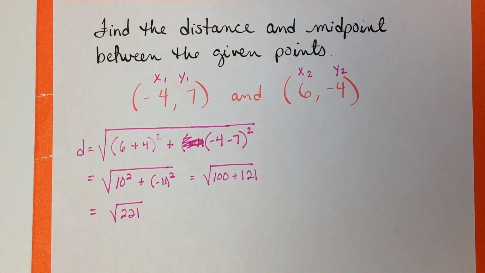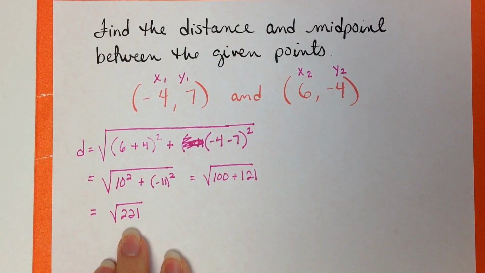Now you do need to see if you can simplify the radical if possible. Check to see if there are any perfect squares that will divide into the 221, but you actually don't have any that will. Don't change these to decimals. Just do whatever simplifying that you can here and then just leave it in radical form.